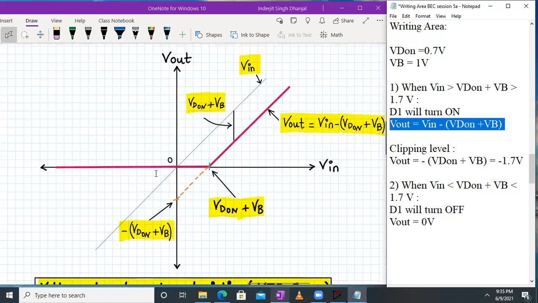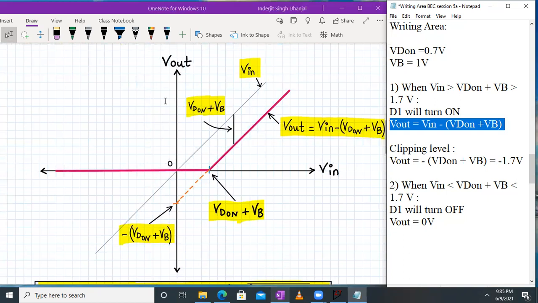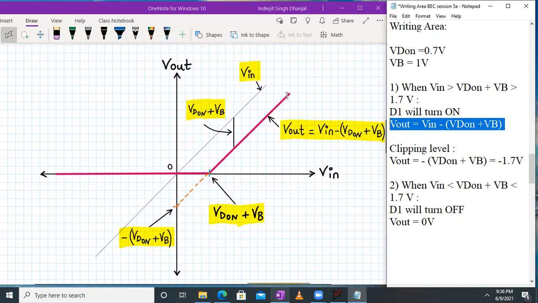This is very straightforward, simple. So first of all, it's a plot of V in versus V out, and the output is 0. The output will be 0 until V in is less than VD on plus VB. So this is my VD on plus VB, very straightforward. And then you just draw a V in line, which is a line passing through the origin with a slope of 1, and from there you draw a parallel line from this curve.